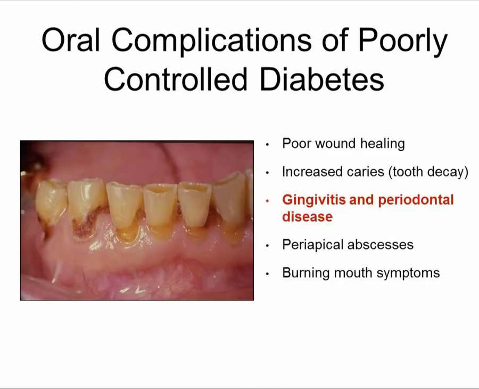Some other complications of poorly controlled diabetes: the patients have poor wound healing. So for instance, if you took a tooth out on a diabetic patient that has uncontrolled diabetes, they might heal up at a slower rate than someone who does not have diabetes or someone who has controlled diabetes. These patients have an increased risk of tooth decay, and you can see that on the image. You see the little brown areas towards the left on that tooth. Those are areas of tooth decay.